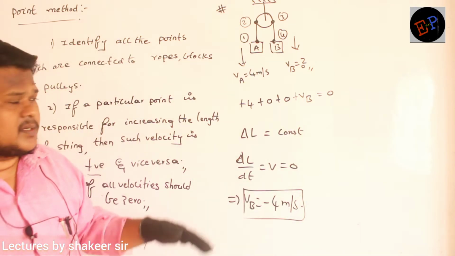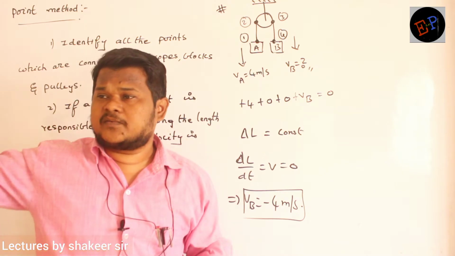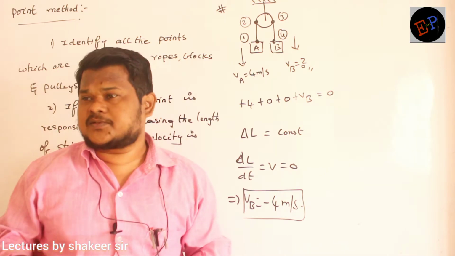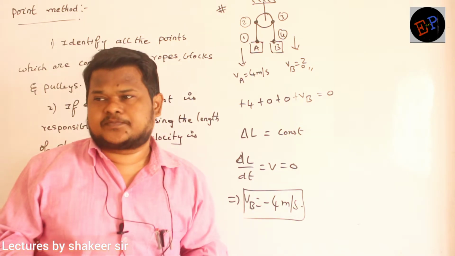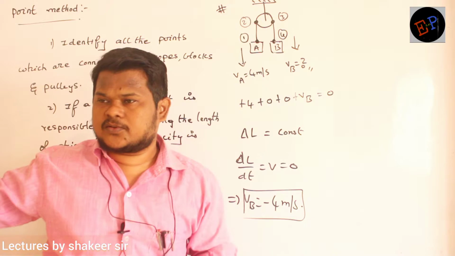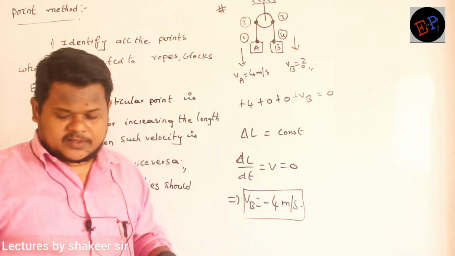Are you able to understand? So the point method is extremely useful when the length of the string is very, very large and many masses are attached to it. And you can use this point method only if there is a single row. If a total single row is present in the system, then you can use this point method. Clear now? Come on, make a note up to here.